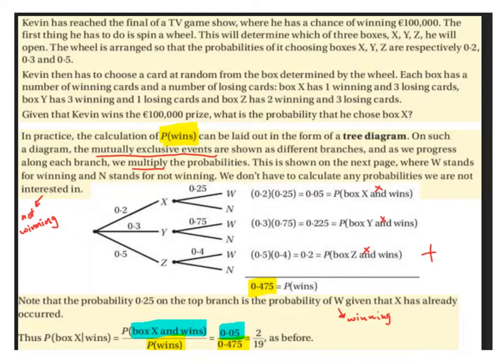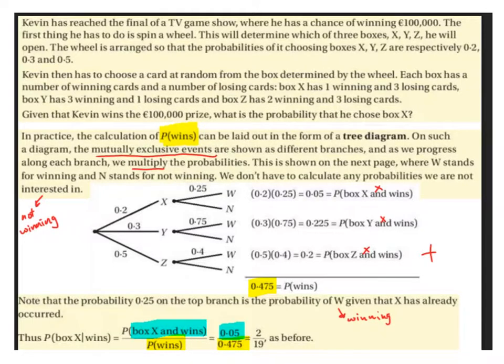So again, the 0.25 came from 1 out of 4 cards. So that's a quarter, which is 0.25. The probability of winning with the yellow box was 3 out of 4 cards. So 3/4, 0.75. And the probability of winning with Z box is 2 out of 5 cards. So 2/5 is 0.4. So once we have set out our tree diagram, we just multiply along the branches.